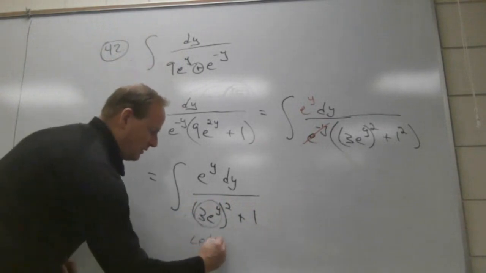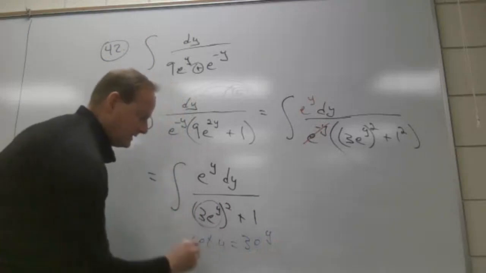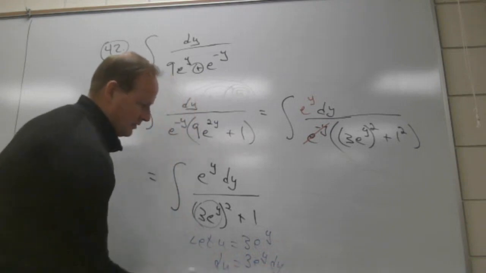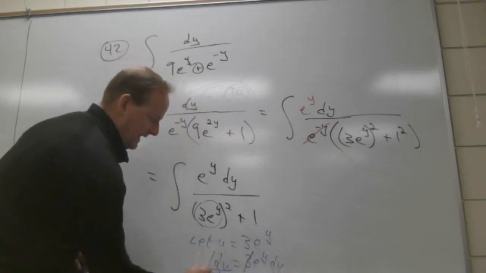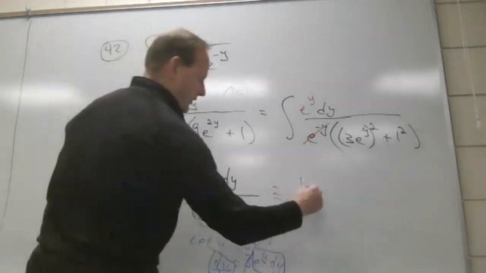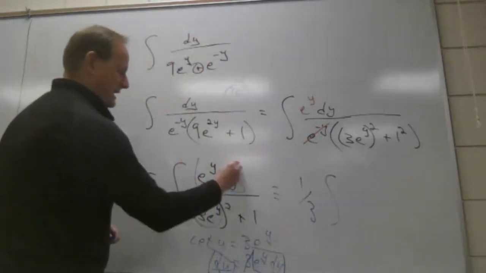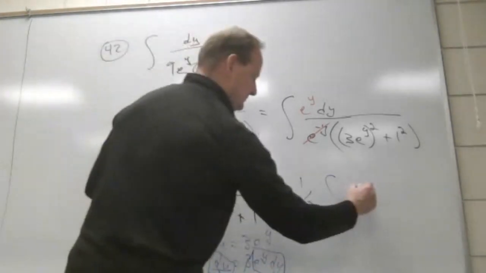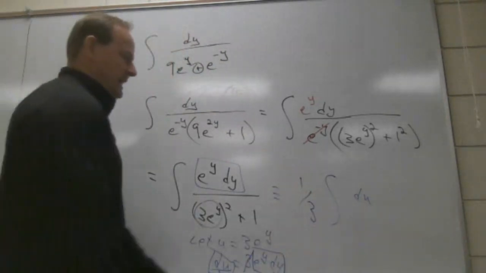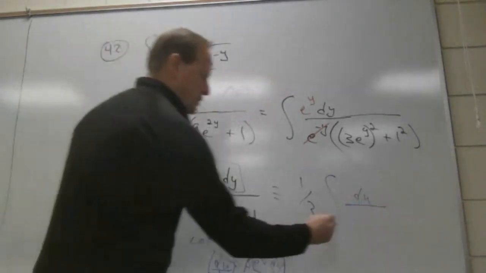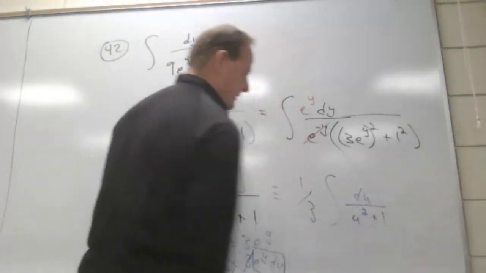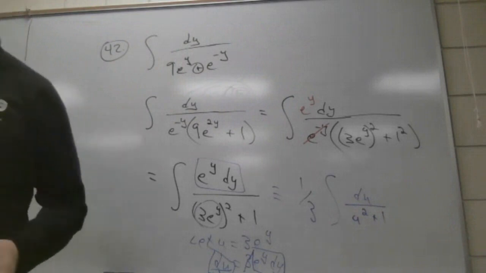So if I let u equal 3e to the y, then what's du equal? 3e to the y dy, right? And so du over 3 actually equals e to the y dy. So this would be equivalent to 1/3, instead of the integral of e to the y dy, I'm going to replace that with du over 3, right? So I pulled that 1/3 out front. And then on the bottom, this becomes u squared plus 1 squared, right?